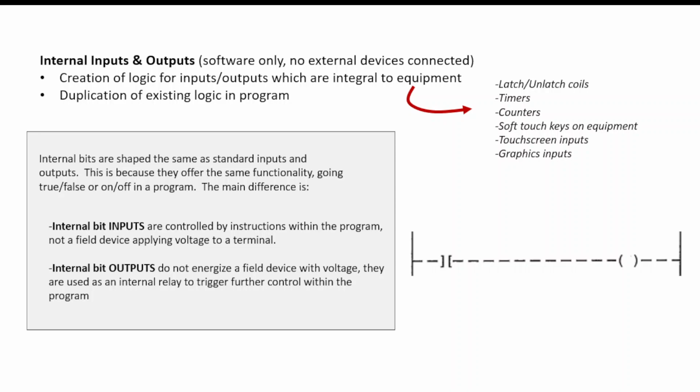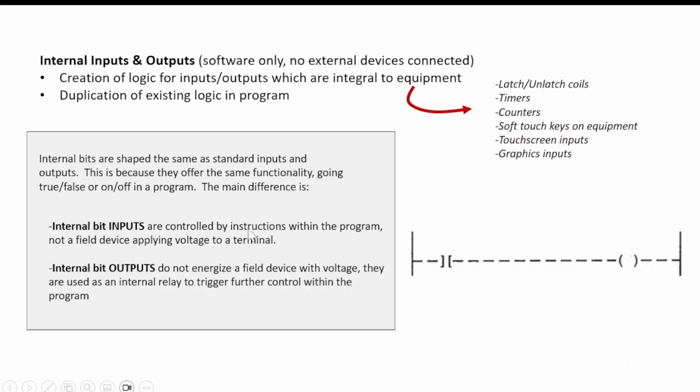Internal bits are confusing because they're shaped the same as standard inputs and outputs. So the shape that you see is the same as what would normally be used as external I/O. This is because they offer the same functionality, going true, false, or on or off in a program.